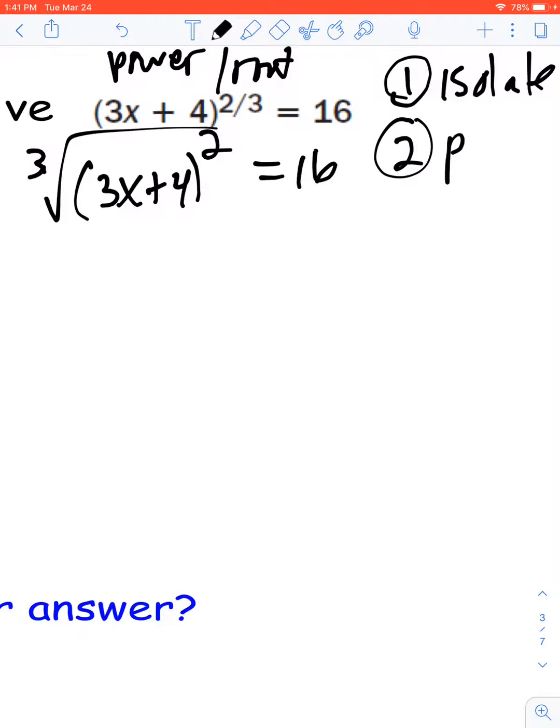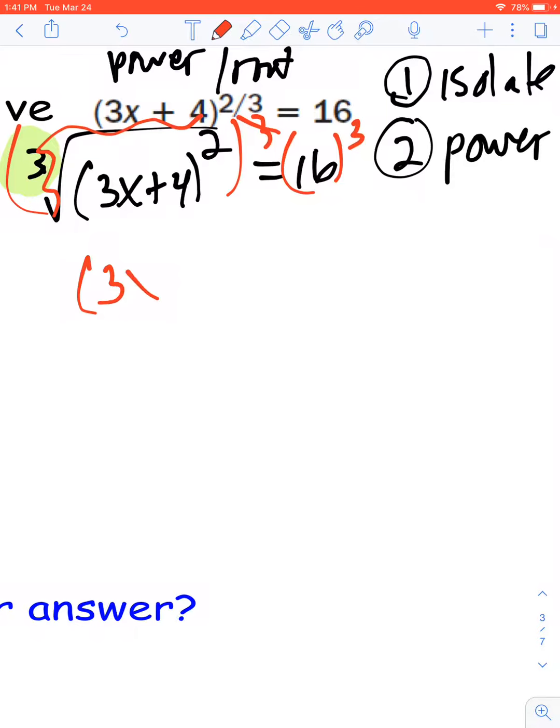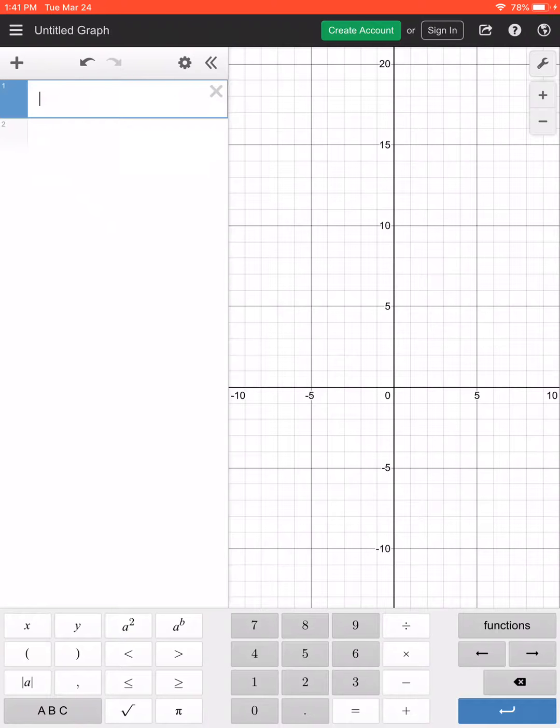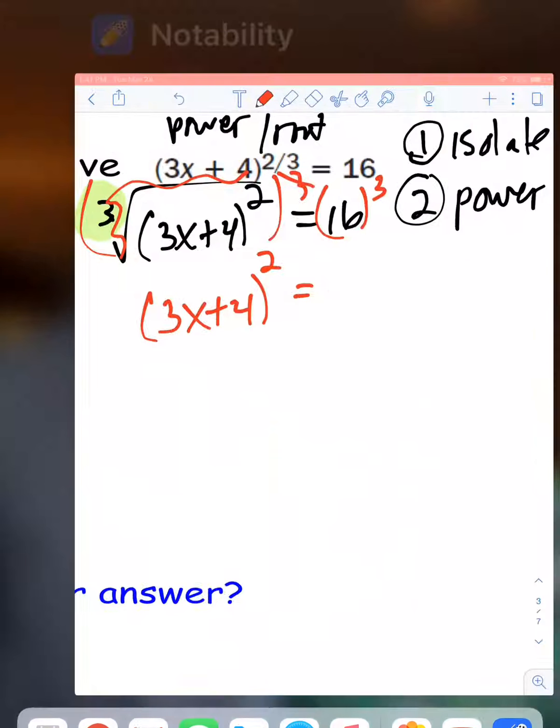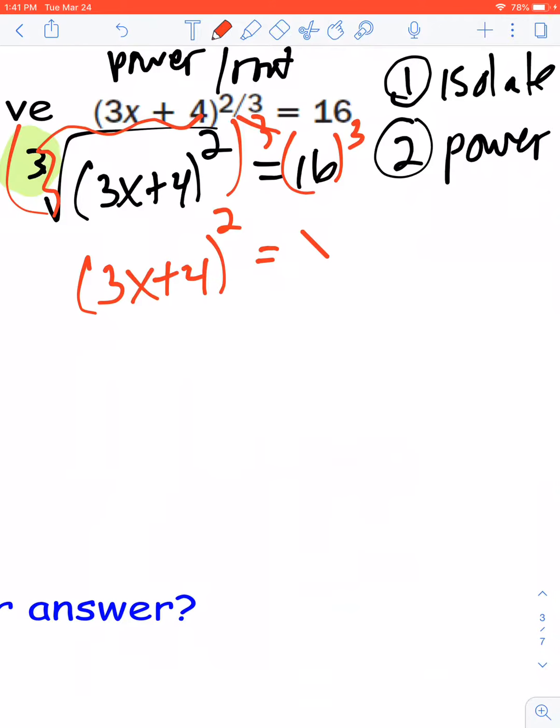All right, the next thing we have to do is power it up. This is a cube root, so I am going to choose to power it up by taking each side to the power of 3. That means this 3 and the cube root undo each other, but this is what's different. I'm left with 3x plus 4 to the second power. And if you don't know what 16 to the third power is, we're going to raise 16 to the third power, and that gives me 4096. We're going to get some big numbers, friends, like really big numbers.